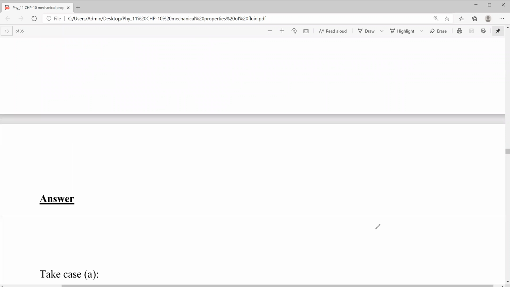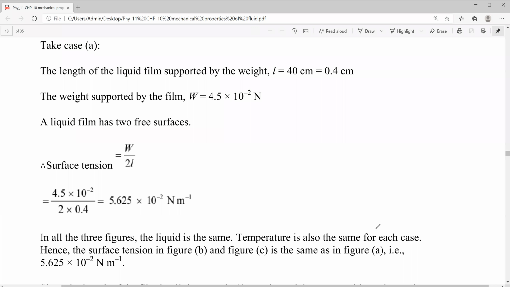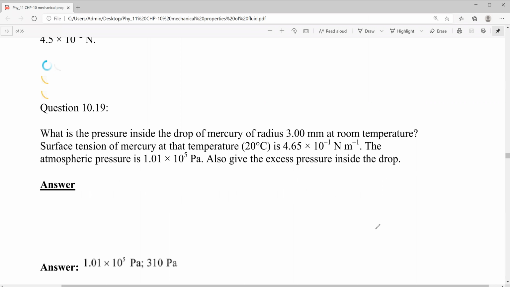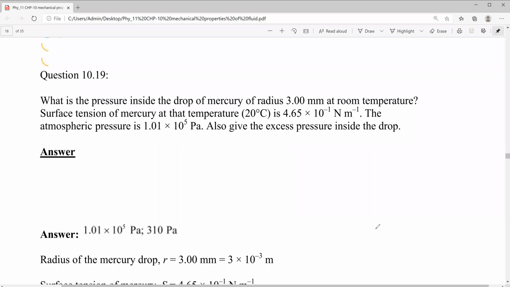So next we shall see the next one. That is 10.19. What they have given in the question for 10.19 is: what is the pressure inside a drop of mercury of radius 3 millimeter at room temperature?